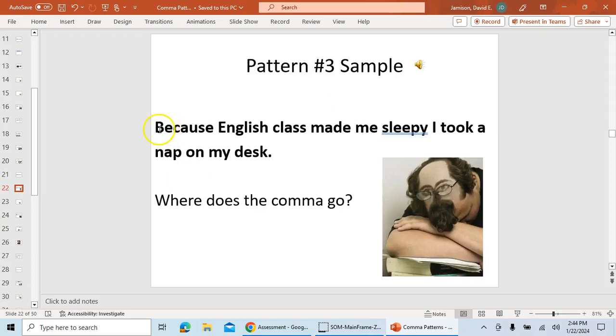So, because English class made me sleepy, I took a nap on my desk. You can see from, again, the spell check is pointing it out, where this comma needs to go. It needs to go right after sleepy, which it does right there.